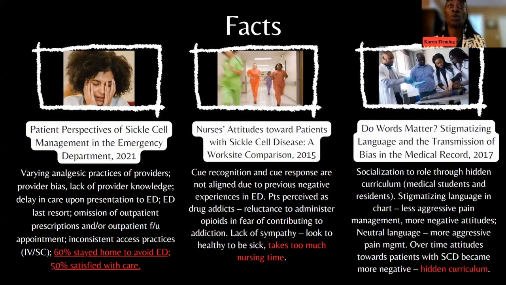Cue recognition and cue response are not aligned. What that means is the patient gives a cue of what they need. The nurse is meant to recognize that cue and say, okay, I can see that the patient is in pain, but my response to that recognition and what I'm supposed to do are not aligning. There's some disconnect, and this is due to previous negative experiences in emerge. Patients are perceived as drug addicts. We've heard this a lot. Nurses have a reluctance to administer opioids.